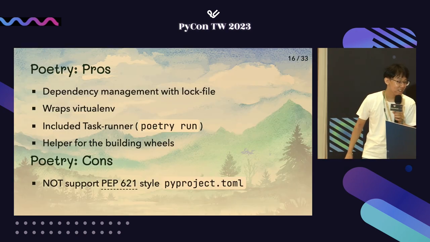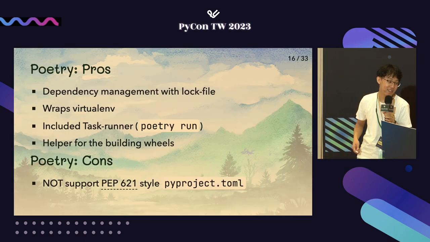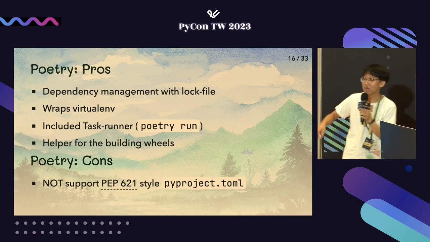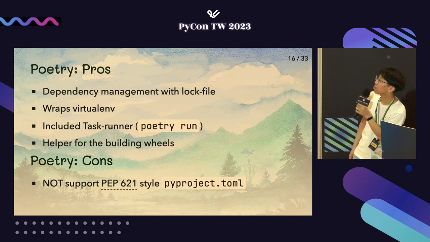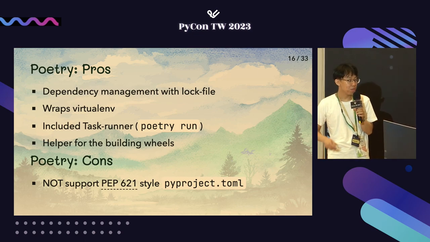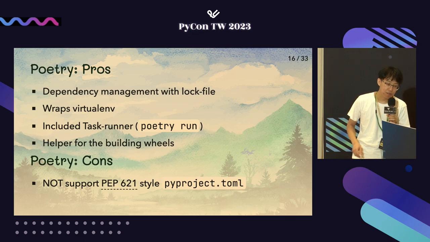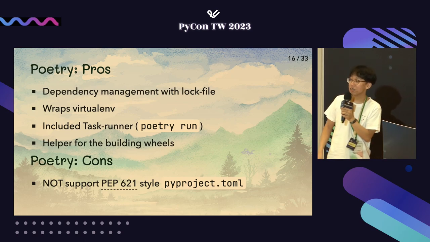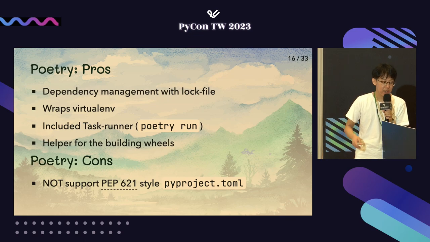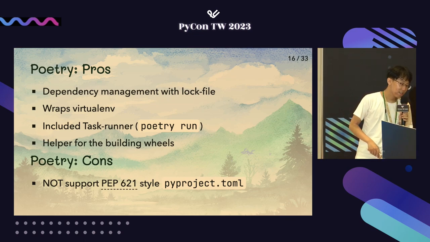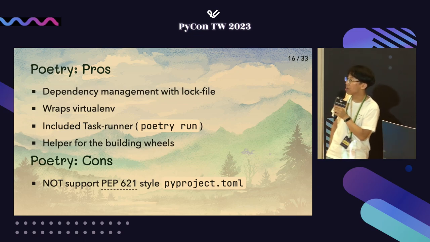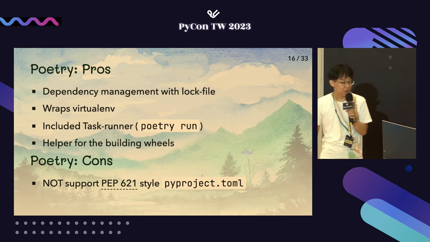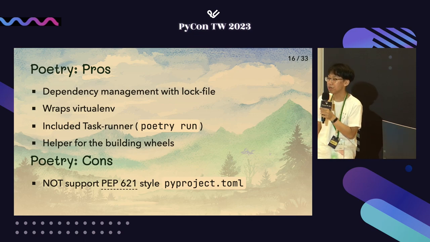Poetry has many features, so I can't explain all of them, but I will explain some major ones. The main one is dependency management with a lock file and virtual environments. These two are also the same as Pipenv, but Poetry provides a task runner with poetry run and a helper for building queries and publishing packages.